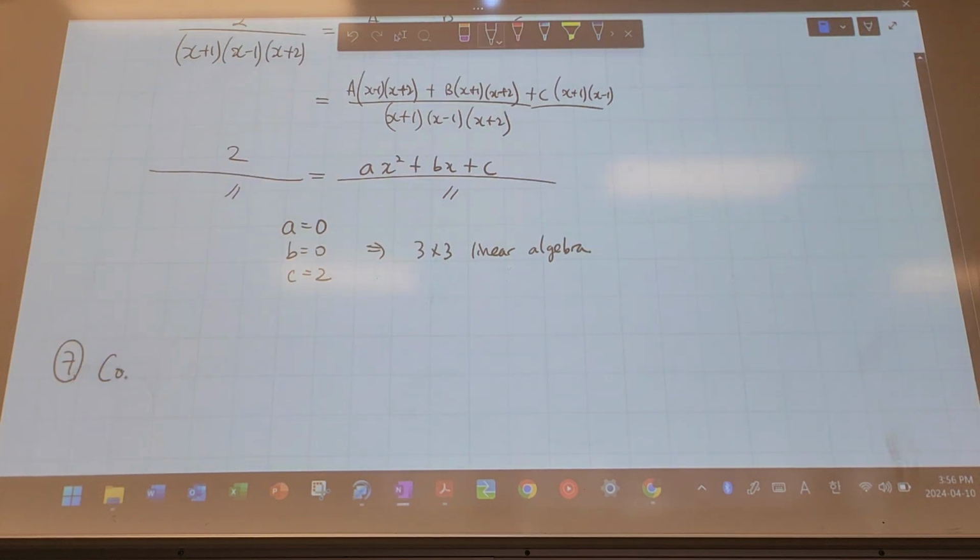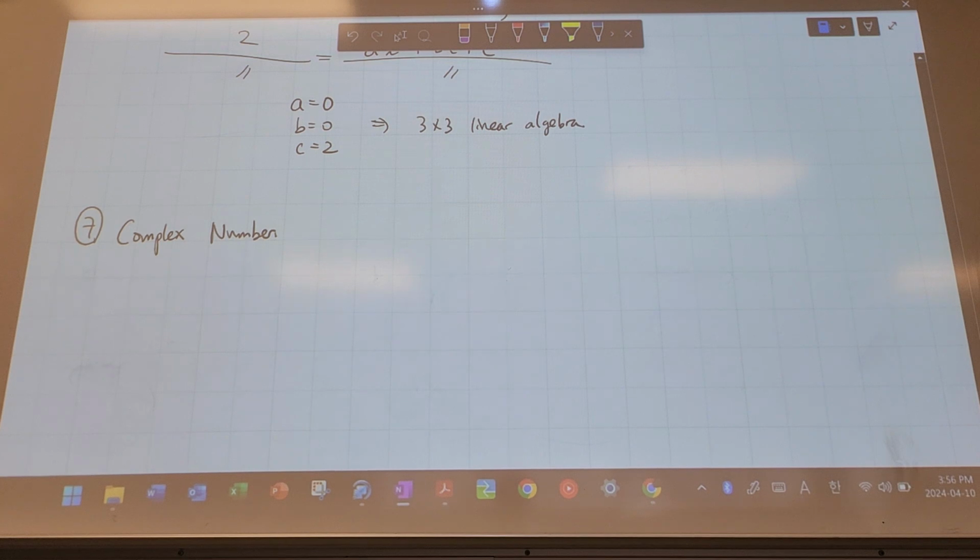Number 7, the complex number. First off, when we talk about the complex number, we need to understand that there are 3 ways to represent it, right? So what are those 3 types? The first type is the standard a plus ib style. And the second one is cosine theta plus i sine theta, or equivalently, cis of theta.